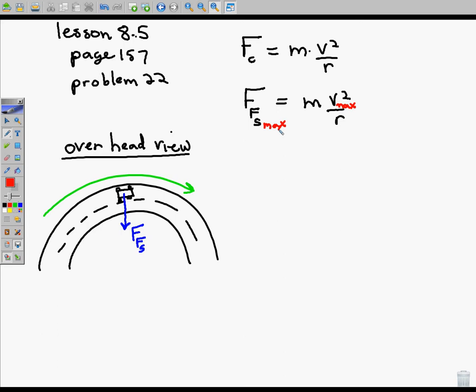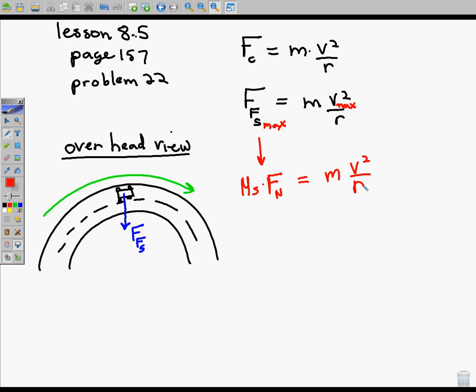So this becomes mu sub s, the texture number, times the normal force. That's what the left-hand side becomes. That's what we're going to substitute in for the friction force. Mu sub s times the normal force. And the right-hand side remains the mass of the car, v squared over r.